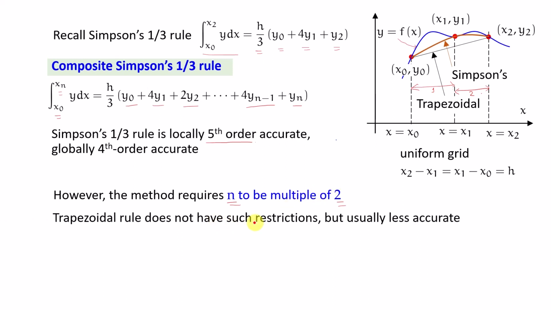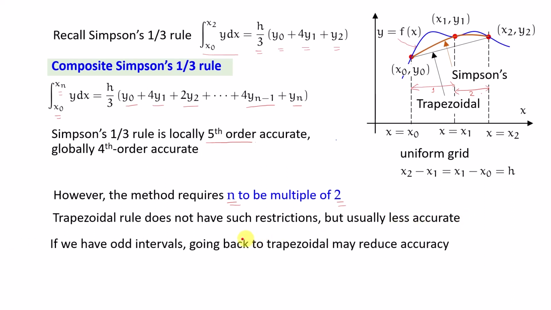The trapezoidal rule, of course, does not have such a restriction. The intervals could be even or odd, and we can still use the trapezoidal rule. That's the good thing about the trapezoidal rule, but it is usually less accurate as compared to Simpson's rule. So if we have an odd number of intervals, we have to revert back to trapezoidal. In a given domain, we can have some part using Simpson and some part using trapezoidal. That is possible.